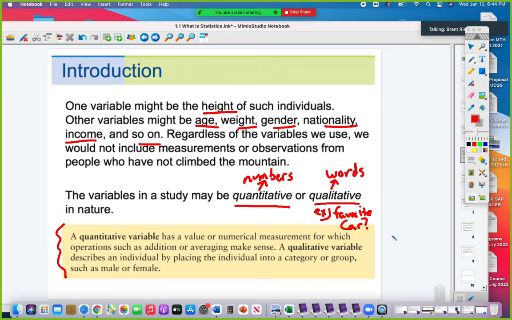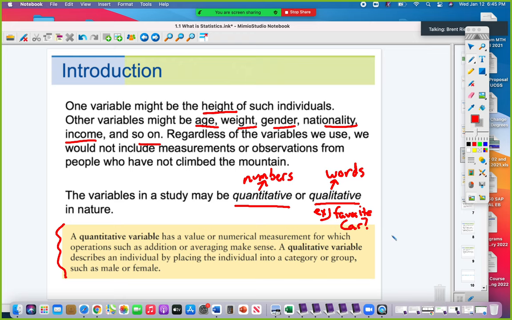If you told me your favorite car was a Ford F-150, or maybe it's a Jeep Wrangler, okay? Or a Toyota Tacoma, or a Toyota Prius, or a Jaguar, or a Ferrari. Those are words that you would write down as you're collecting data. And so those are qualitative, all right? Quantitative are numbers.